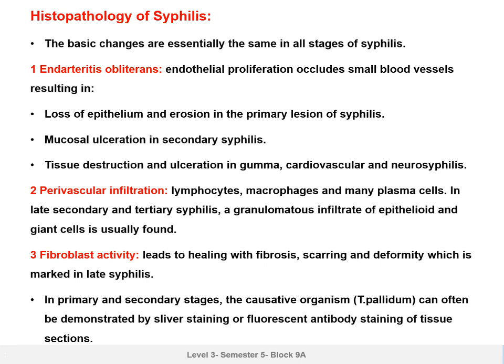In the primary and secondary stages of syphilis, the causative organism, Treponema pallidum, can often be demonstrated by silver staining or fluorescence staining of the tissue section. The histopathology of syphilis is very important knowledge, with three basic changes again: endarteritis obliterans, perivascular infiltrate, and fibroblast activity.